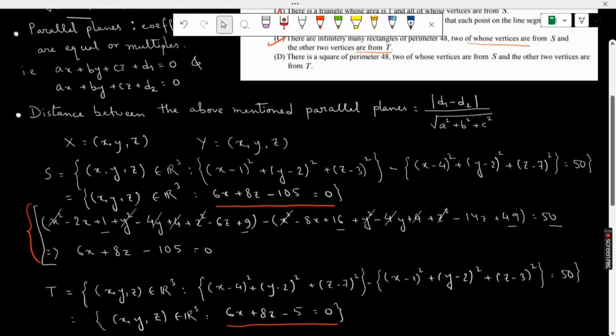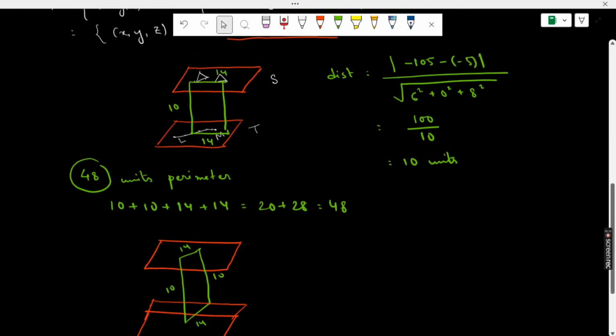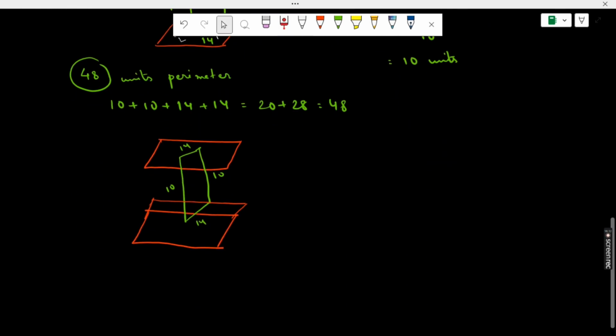Now the last option: there is a square of perimeter 48, two of whose vertices are from S and the other two from T. For rectangles we had 10, 10, 14, 14, but for a square we need 48 divided by 4, that means 12 units. All four sides should be 12 units. Looking at it, you may think that with a perpendicular distance of 10 units, there will be no square.